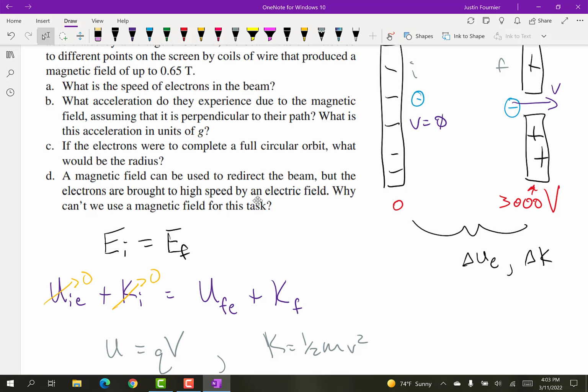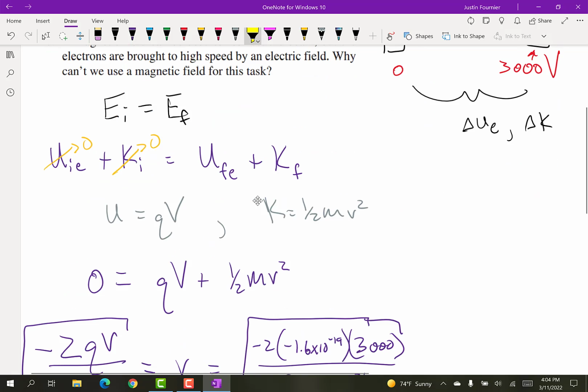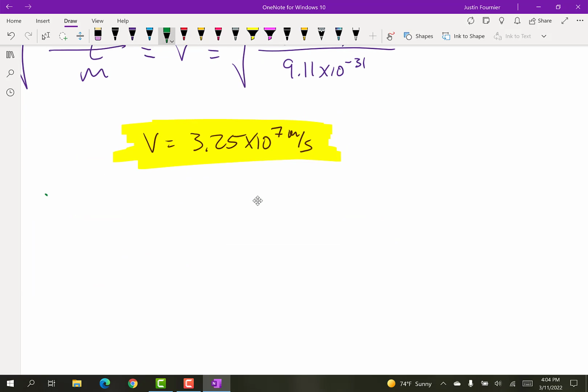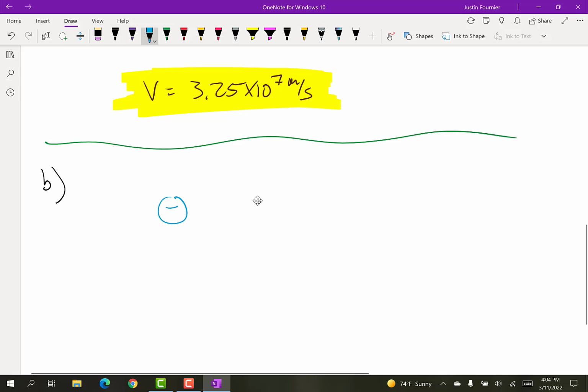All right. Then it says, what acceleration do they experience due to the magnetic field, assuming that it is perpendicular to their path? What is the acceleration in units of g? So what acceleration do they experience due to the magnetic field? So basically, this charge now, so here's part B. This negative charge is now going to show up in the presence of a magnetic field.